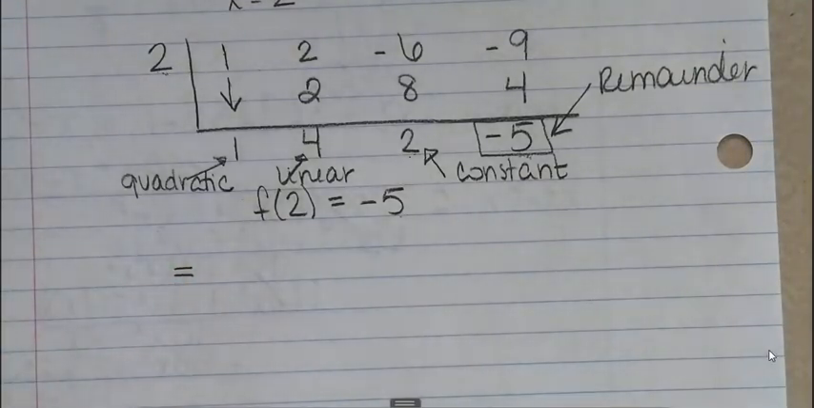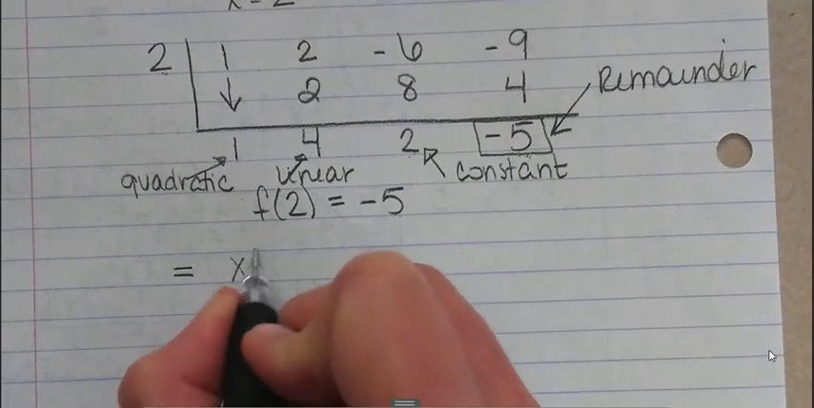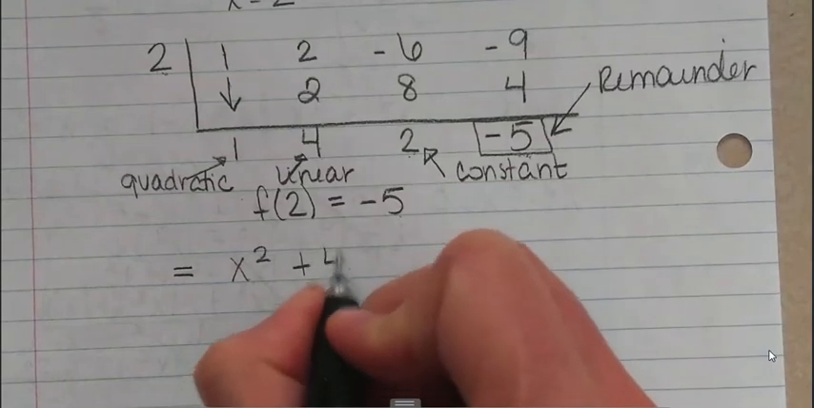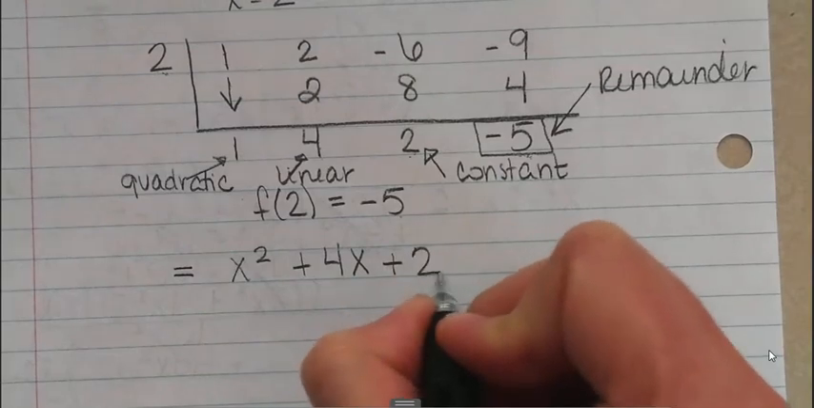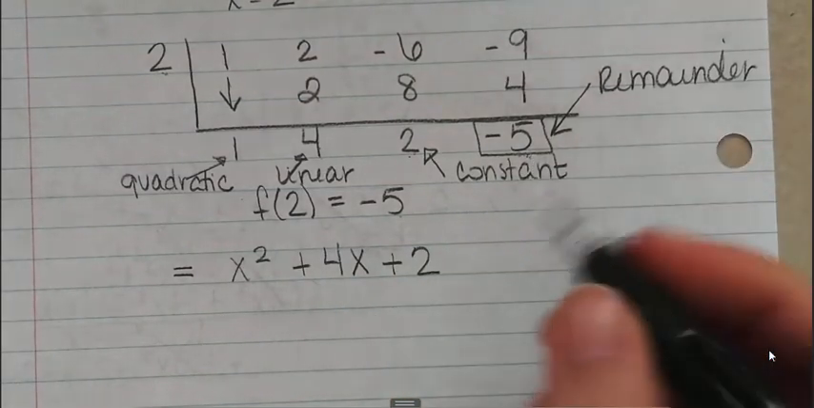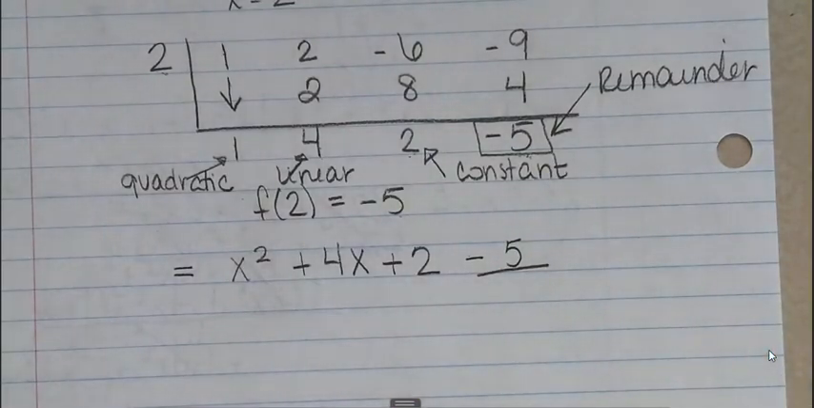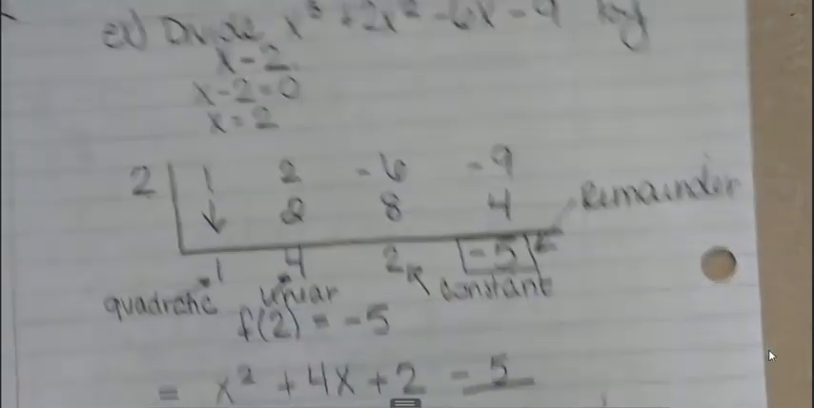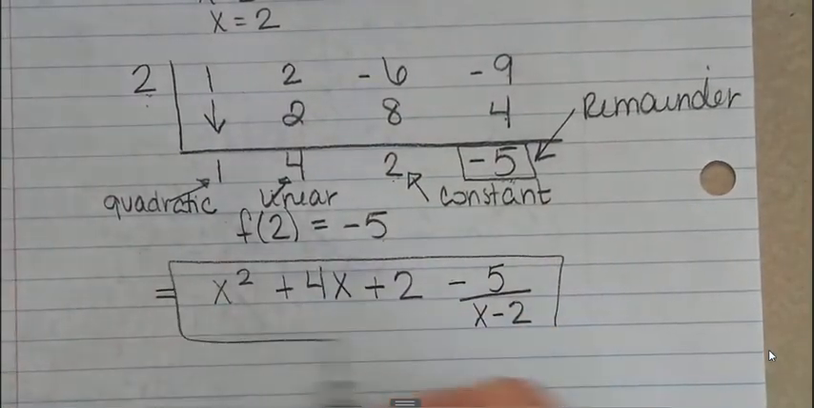Okay, so if I write this out as a polynomial, quadratic means x squared, so I'm going to have 1x squared, or x squared. Linear just means x to the first power, so plus 4x. Constant, x to the 0 power, so just 2. And then there's my remainder. So I can say minus 5 over what I originally divided by, which was x minus 2. And there it is.